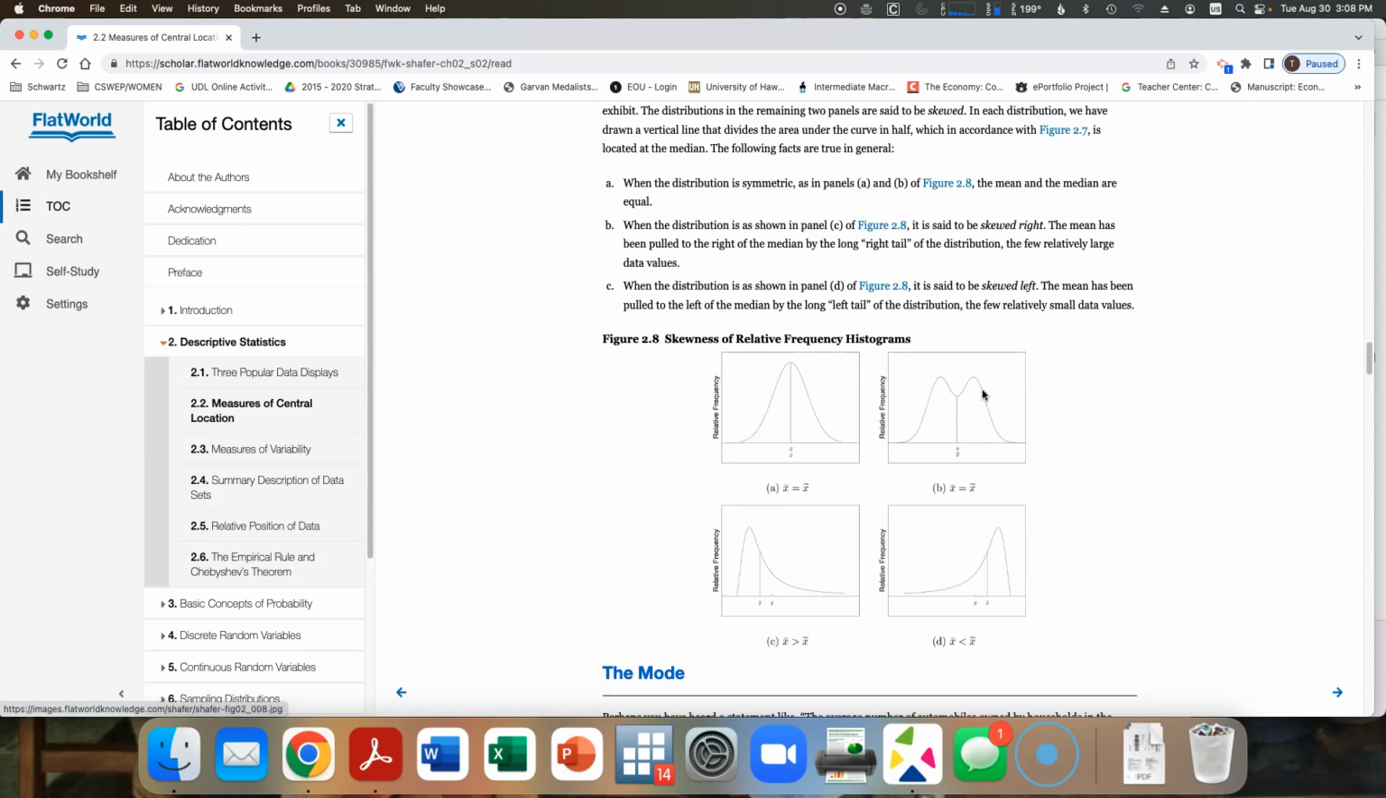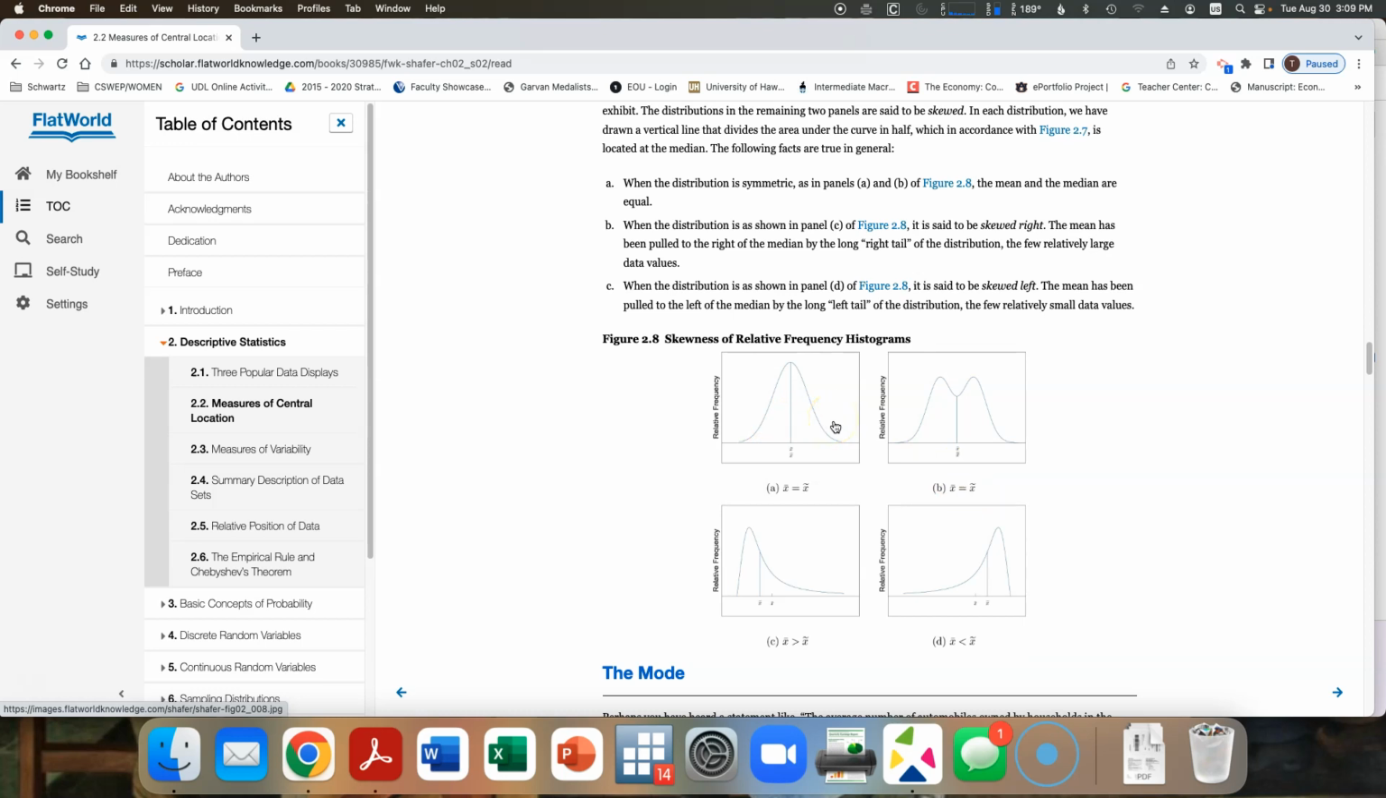This is right here. So this is pretty useful. If we're looking at the relative frequency histograms and the data is distributed in this kind of bell-shaped way, then generally speaking, the mean and the median will be identical to each other. And that's what we see here with panel A, and even with panel B, where 50% of the observations are on one side, 50% on the other.